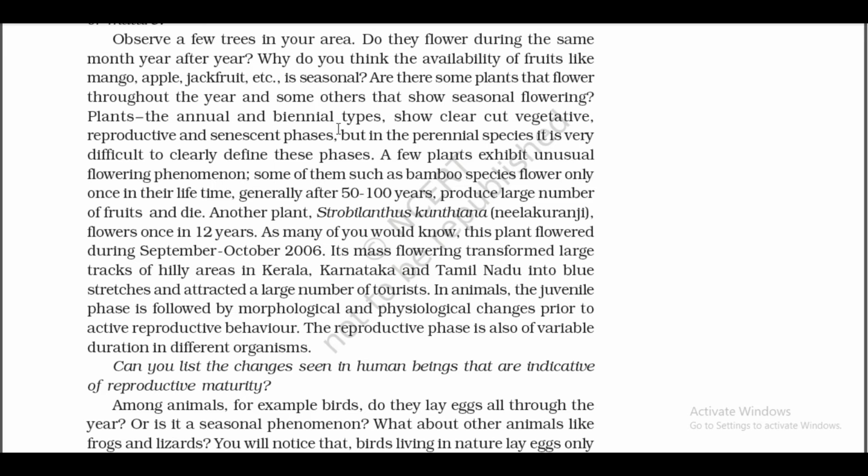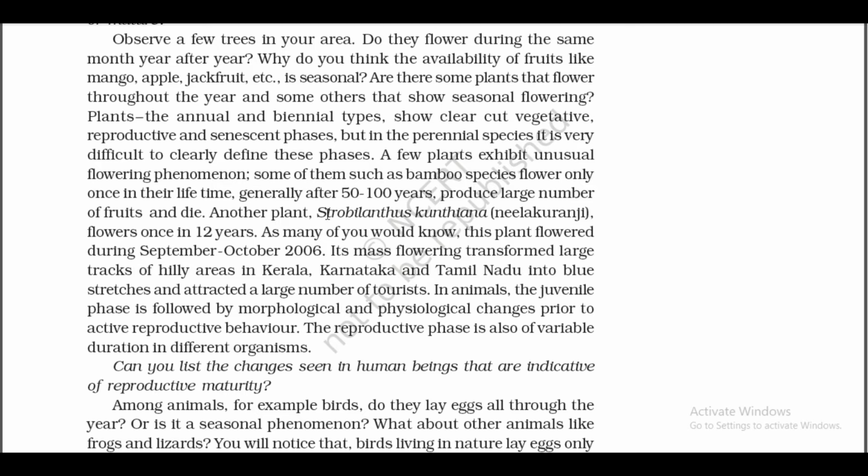Plants, the annual and biennial types, show clear-cut vegetative, reproductive and senescent phases. But in the perennial species, it is very difficult to clearly define these phases. A few plants exhibit unusual flowering phenomena. Some of them, such as bamboo species, flower only once in their lifetime, generally after 50 to 100 years, produce a large number of fruits and die.